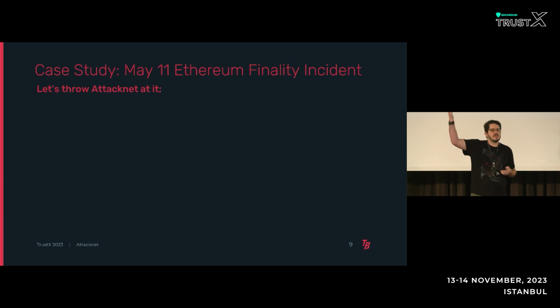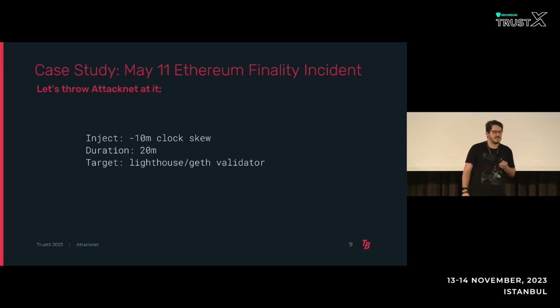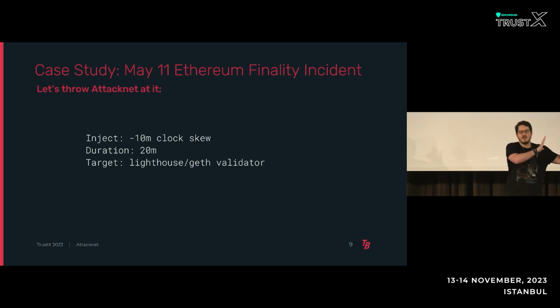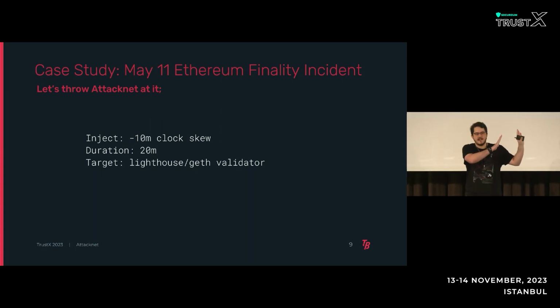And so we decided to go through all the other Attacknet faults. We did memory pressure, we did all kinds of weird latency things, and we landed on this one configuration where if we injected a minus 10-minute clock skew on a Lighthouse Geth validator, and that clock skew lasted for 20 minutes, Prysm nodes would start going offline. One Prysm node would go offline from out of memory, then a couple slots later, another Prysm node would run out of memory and go offline, over and over until all the Prysm nodes were offline.